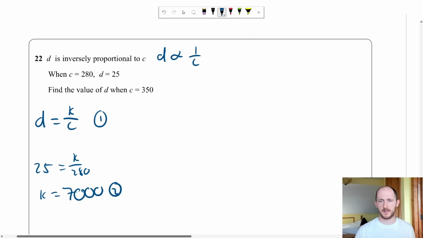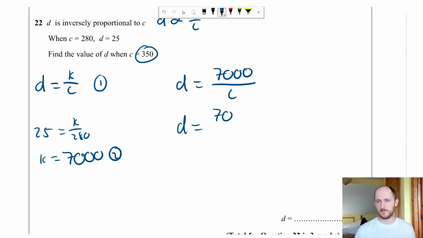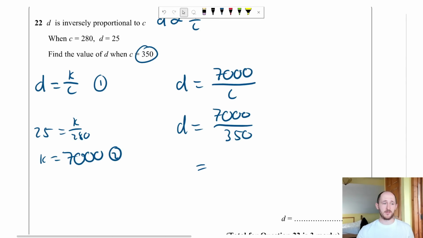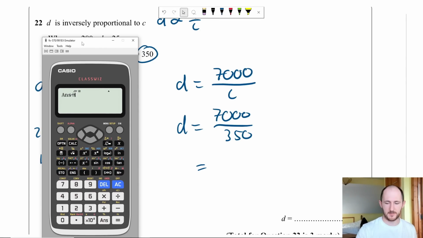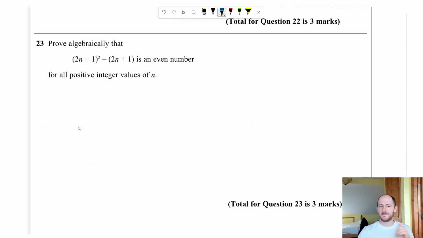That's your second mark. Final mark is for having the equation and then subbing in to find out whatever the value is. Yep. So we're subbing in c equals 350, so we get, I can do this in my head, but I'm just not going to because I don't want to be embarrassed when I get it wrong. 20, yeah. Which is what I was going to get, of course. Just 20. Really, really nice set of questions when you get proportion like this.